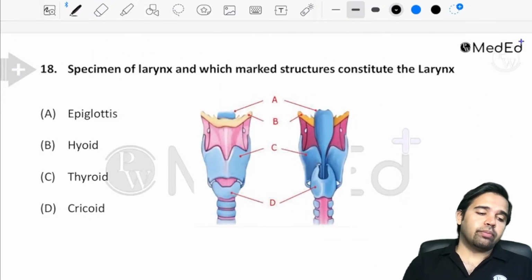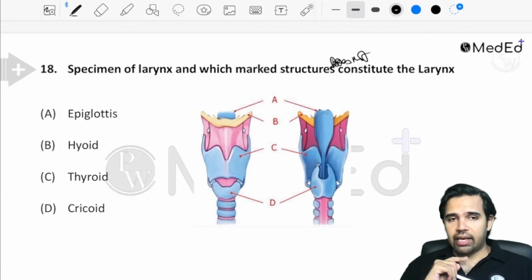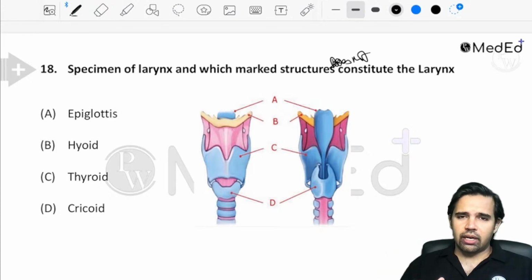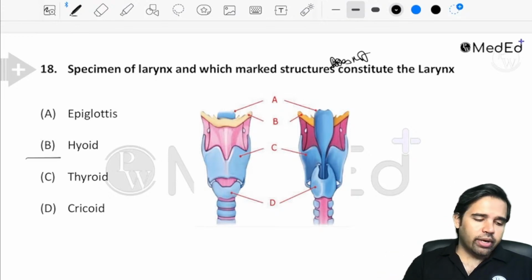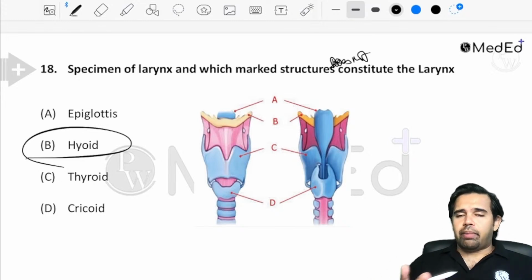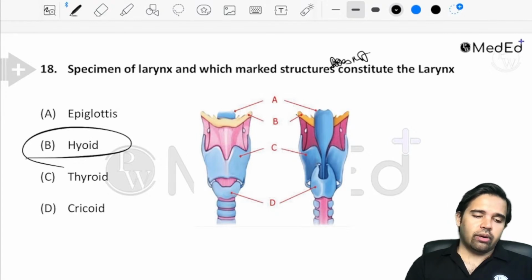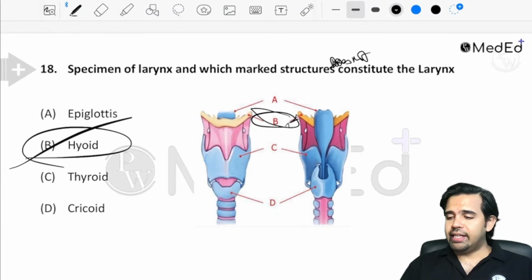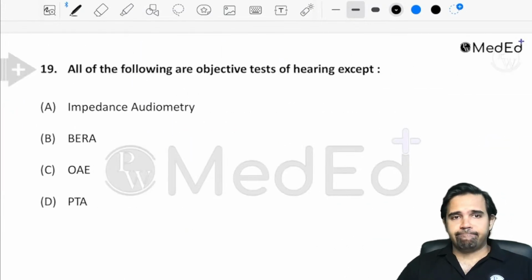Parts of larynx, and which structure does not constitute the larynx. This is a very basic question. The hyoid bone is not considered a part of the larynx. Epiglottis, thyroid, and cricoid are the parts of the laryngeal framework. So here, the hyoid bone, this one, is not a part of the larynx.